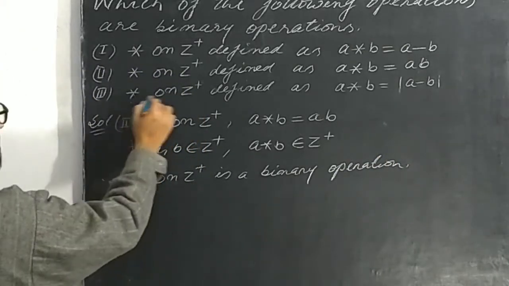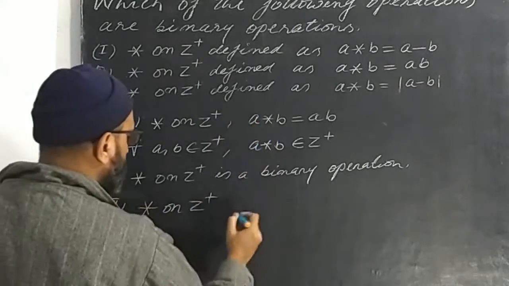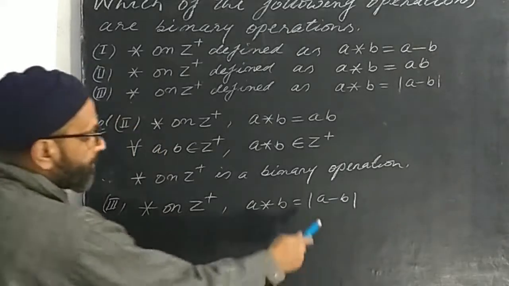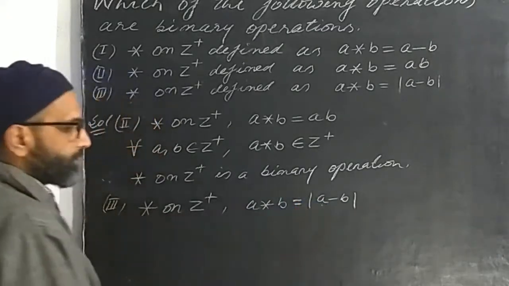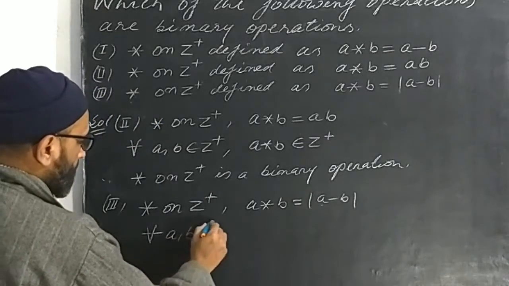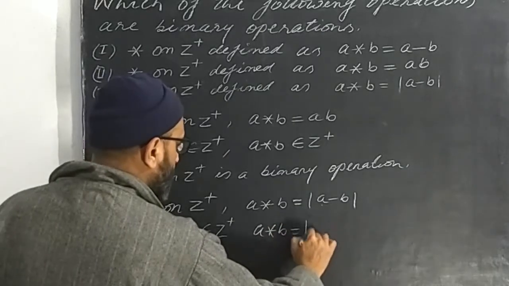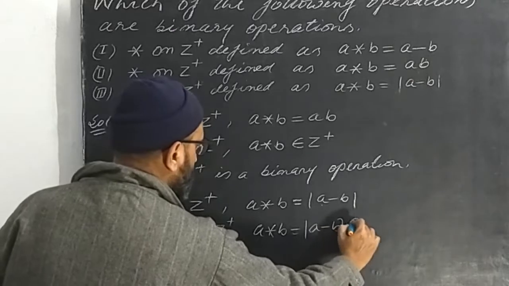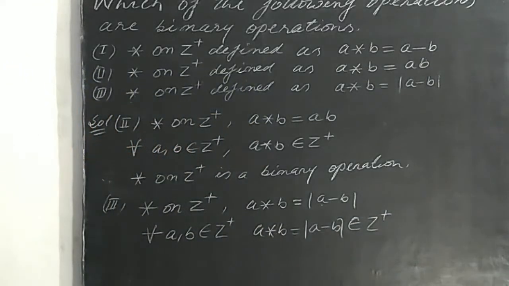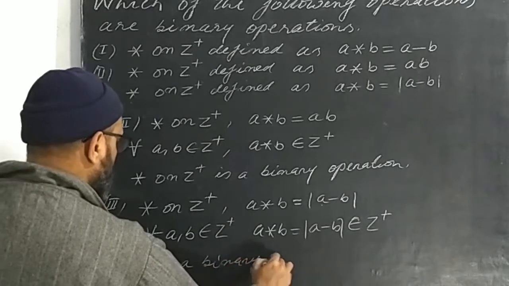The third part is star on Z plus. Star is the operation defined on non-negative integers as a star b is equal to modulus a minus b. As you see, the value of the modulus of any integer is always a non-negative integer, so we may take any two non-negative integers. Then a star b, which is modulus a minus b, will also belong to Z plus, because modulus a minus b cannot be negative. So here star is a binary operation.